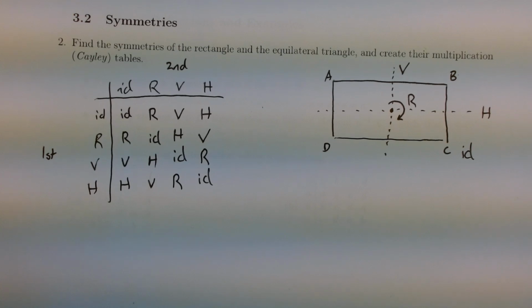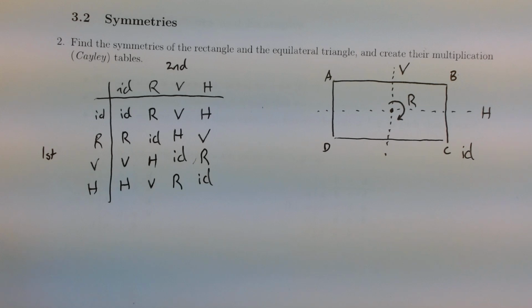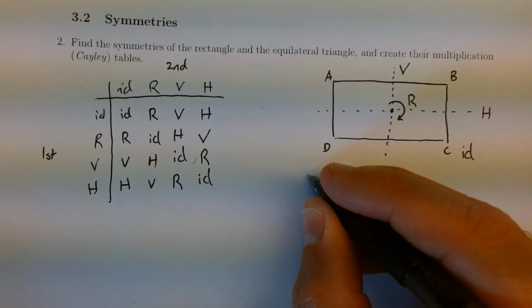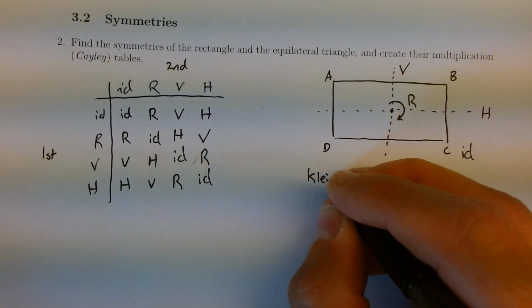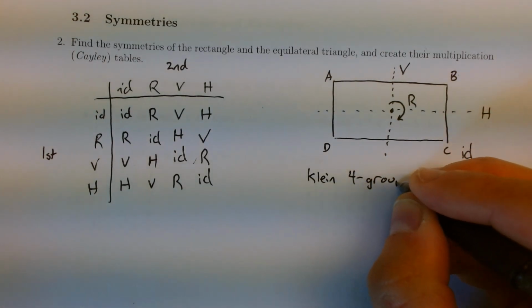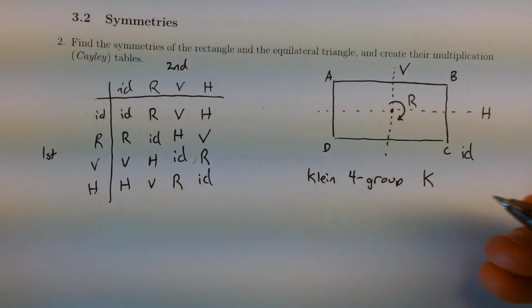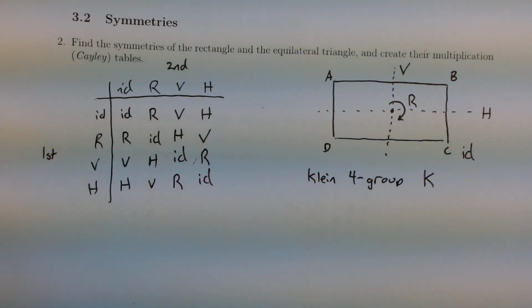So this is the Cayley table for the symmetries of a rectangle. So this table, or this group, has a name, or we say that it's isomorphic to the Klein four-group. Oftentimes we just call that group K for Klein. And the reason for it, the identifying characteristic here, is that every element has order 2.